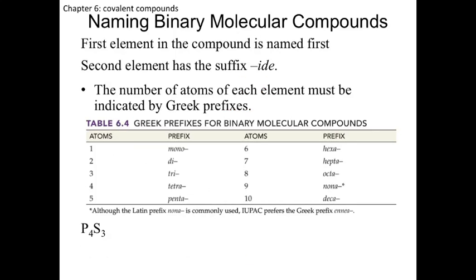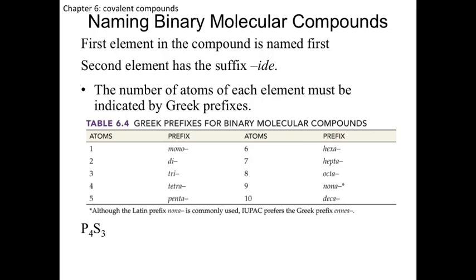So where are those prefixes coming from? It's coming from the Greek language. So if we have just one atom, we'll refer to it as mono, two atoms, di, tri, tetra, penta, hexa, hepta, octa, nona, deca, as shown. Okay, so let's take a look at some more complex examples.